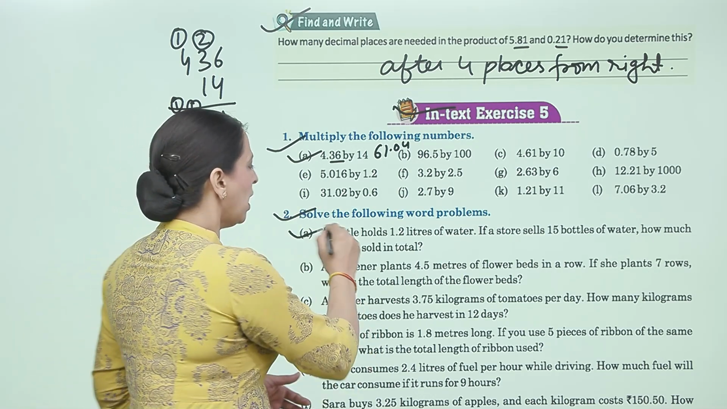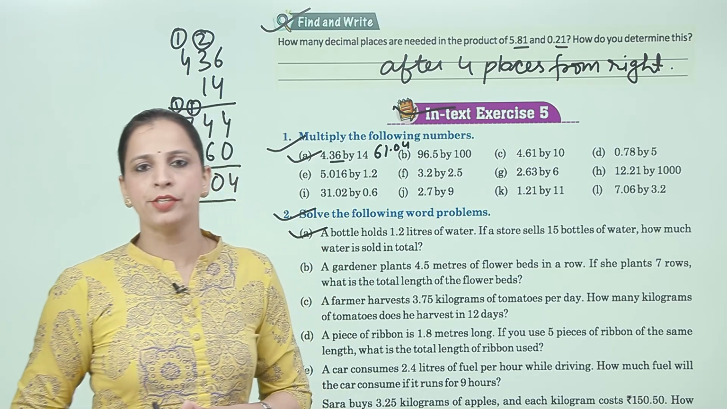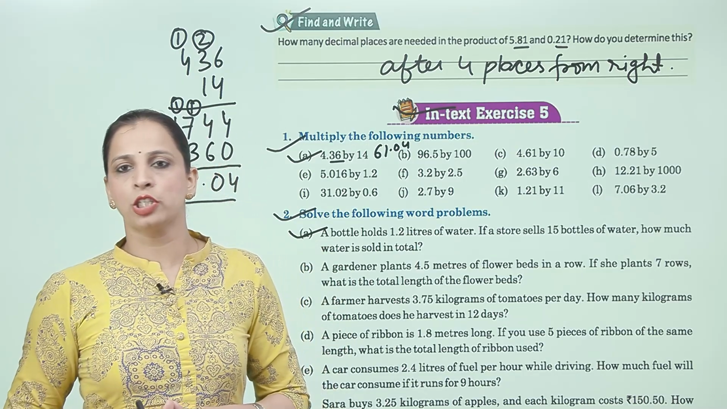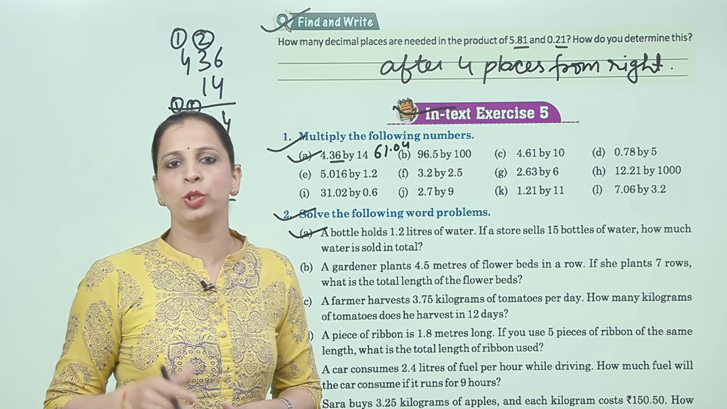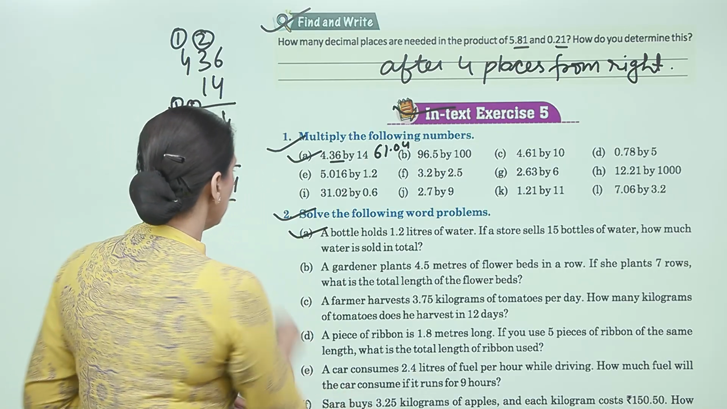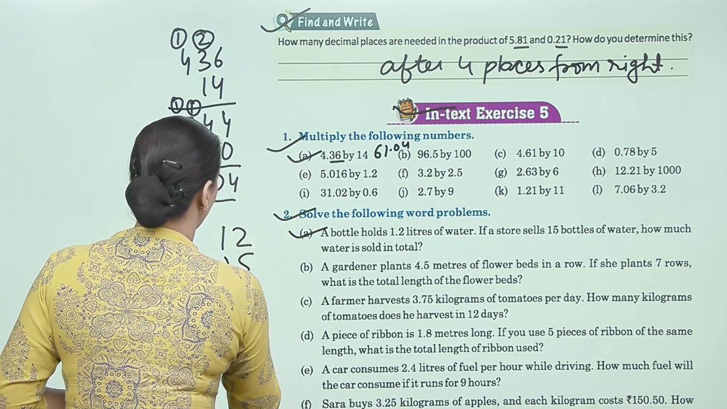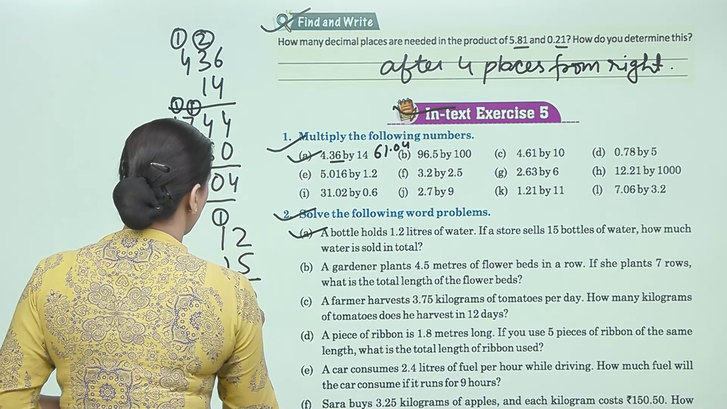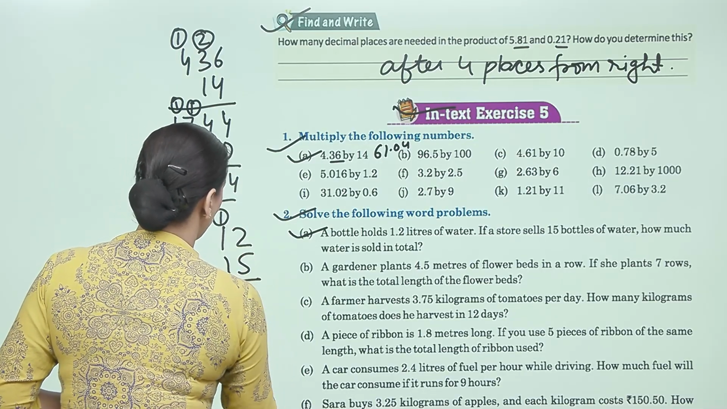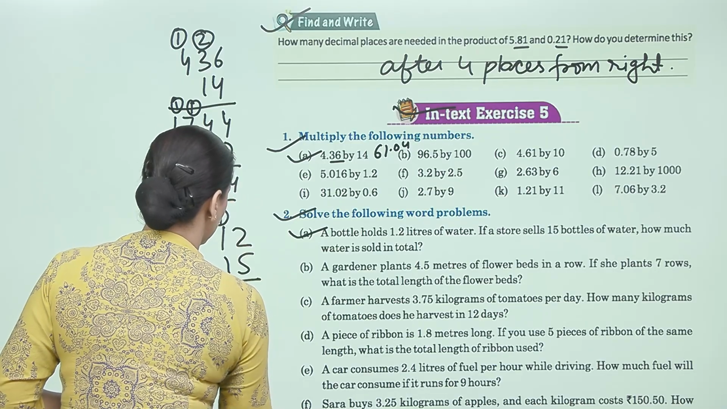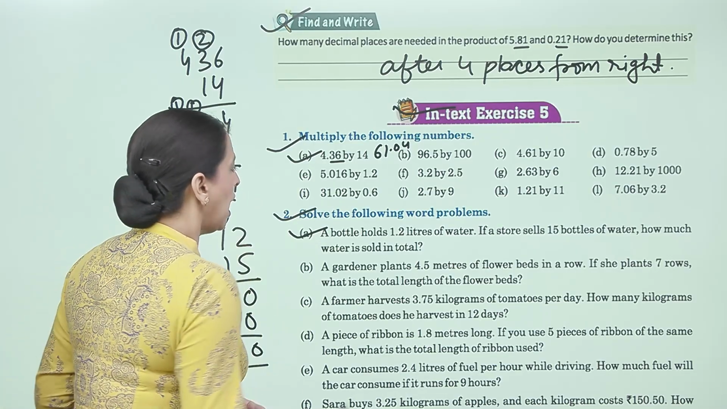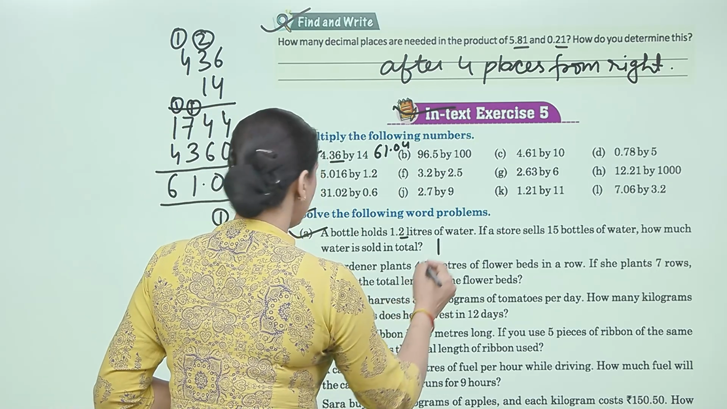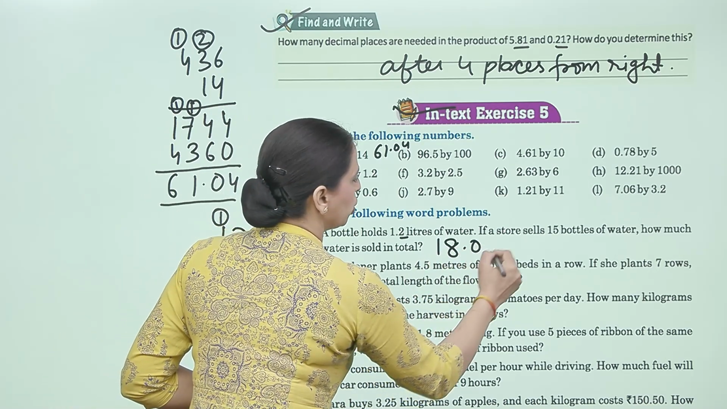Now, A part, a bottle holds 1.2 liters of water. If a store sells 15 bottles of water, how much water is sold in total? So we have to multiply 12 by 15. Now 5 twos are 10, 0 carry 1, 5 ones are 5 plus 1 is 6, 0. 1 two is 2, 1 one is 1, 0. 6 plus 2 is 8 and 180. After decimal there is only 1 place, so 18.0 liters.